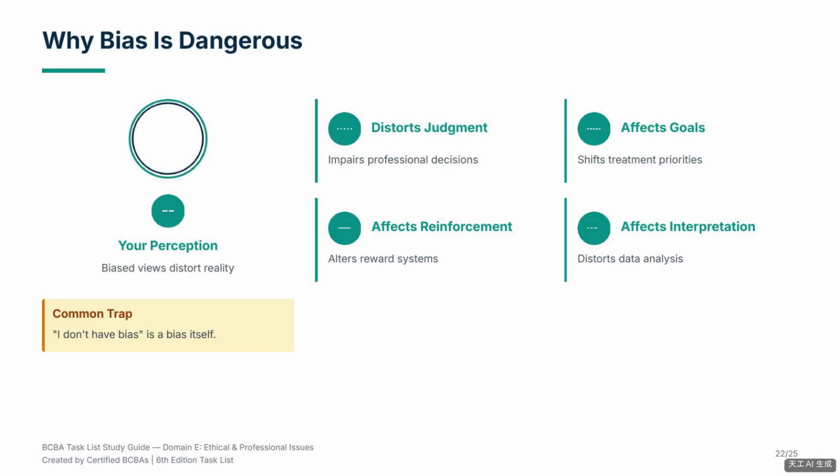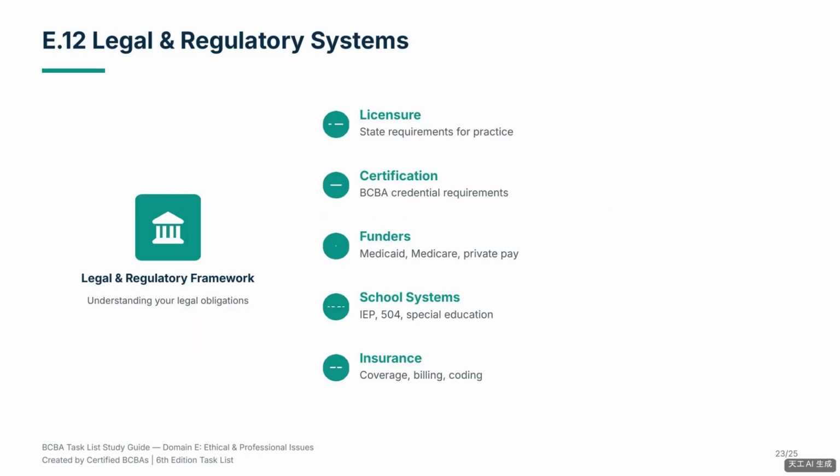Bias is dangerous because it changes how you see the world, it distorts your perception, it affects your professional judgment, it shifts your treatment goals, it influences how and what you reinforce, and it can distort how you interpret data. Here's the key exam insight. If a BCBA refuses to acknowledge the possibility of bias, that itself is a bias. Ethical practice requires humility.